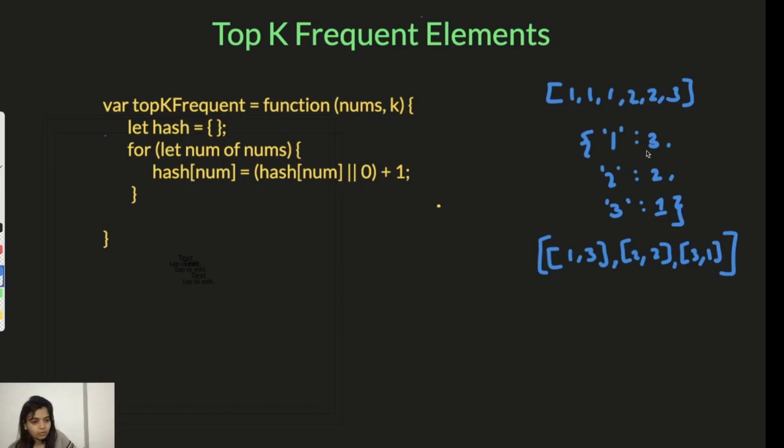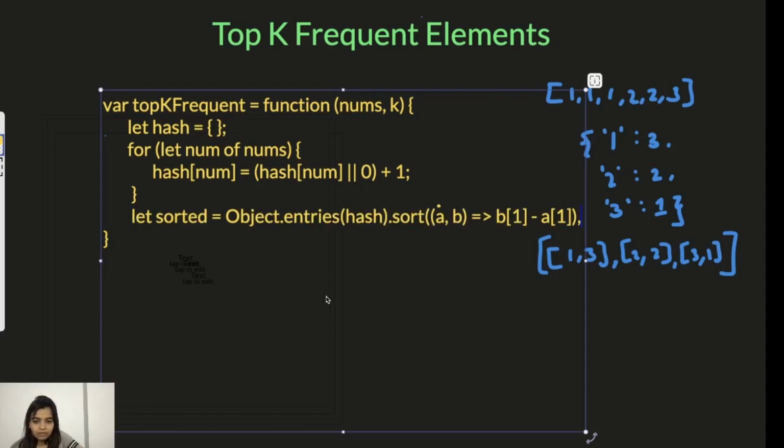If you just put this hash into Object.entries, the code will look like this. So Object.entries of hash gives us this kind of array. Then we sort with a, b, and when you use b minus a, it just sorts it in descending order. Now we have our sorted hash, which will look the same as this. We just have to return the k most frequent elements.